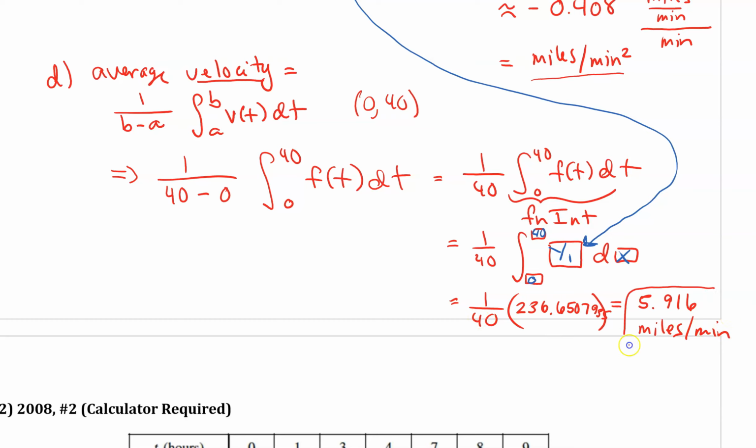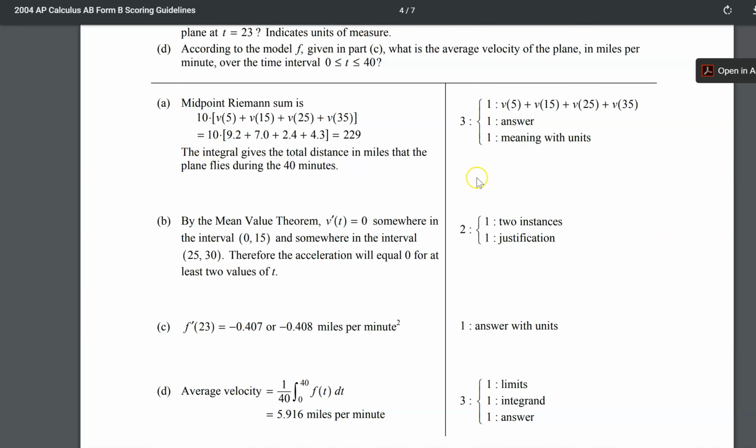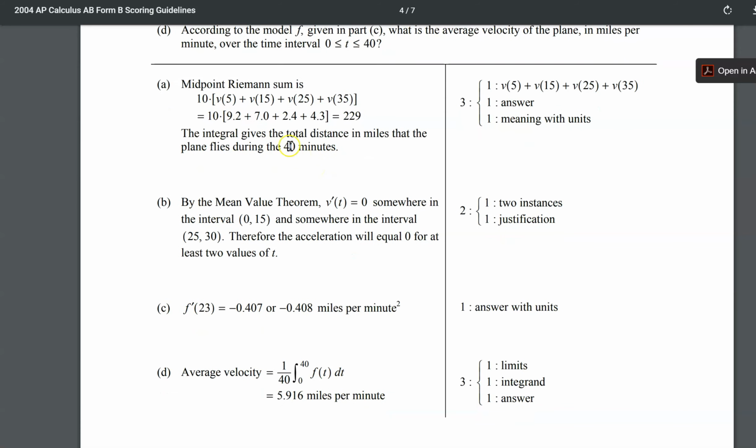Okay, so we've got all our answers. Let's go now and check the scoring guidelines and see how we did. Okay, so here in part A, we can see that they allocated 3 points to that part. 1 just for choosing the correct y value to use for your midpoints, the 9.27, 2.4, and 4.3. 1 for the answer, which would be the 229, and 1 for the meaning. So yeah, total distance in miles during the first 40 minutes. So that matches our answer.